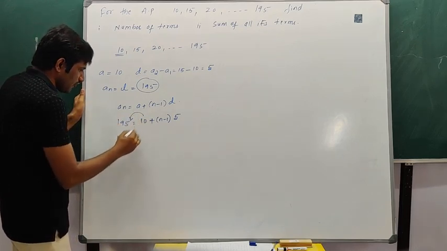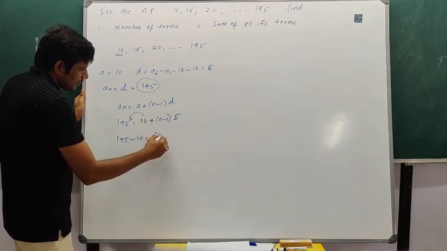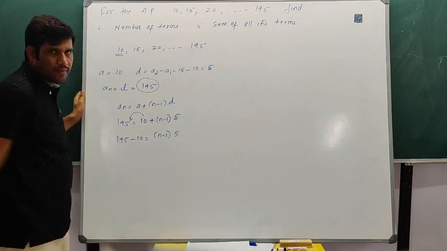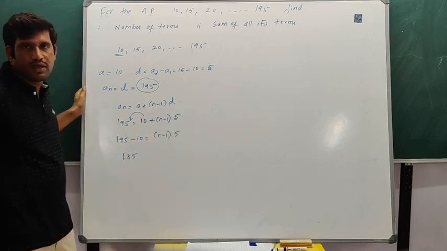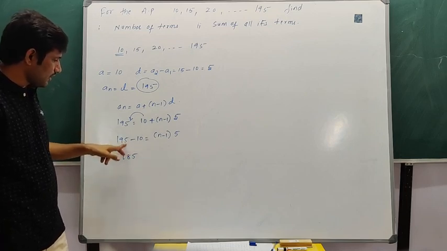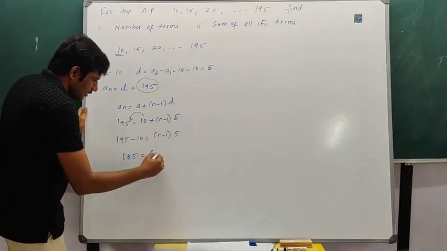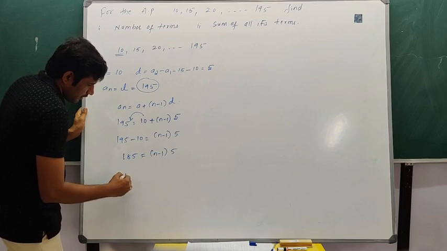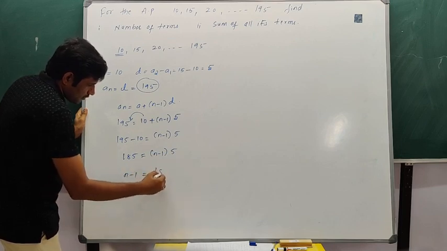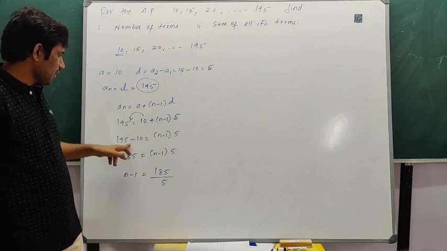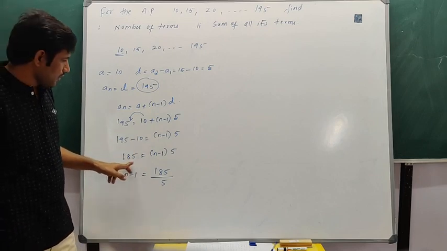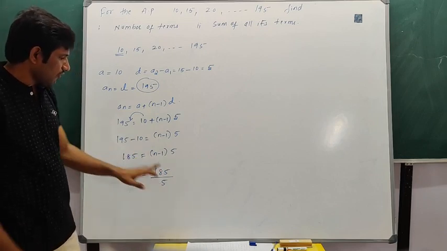So that is 195 minus 10 is equal to n minus 1 into 5. 195 minus 10 is 185, equal to n minus 1 into 5. So what is n minus 1? n minus 1 is equal to 185 divided by 5.